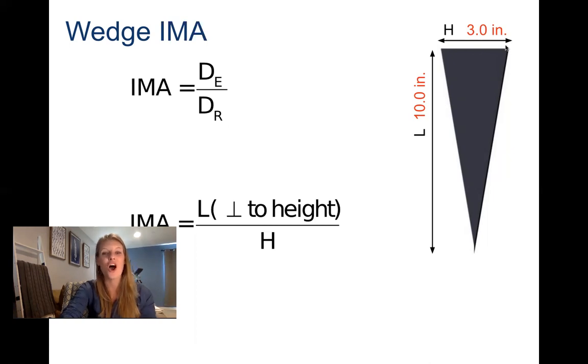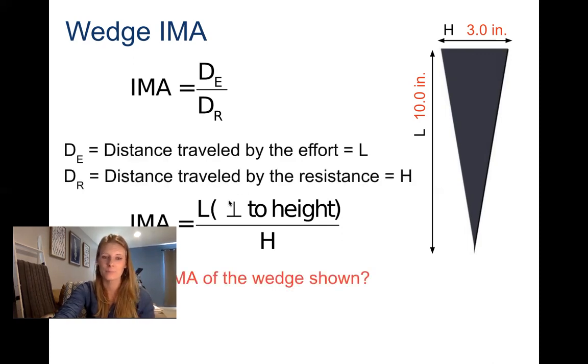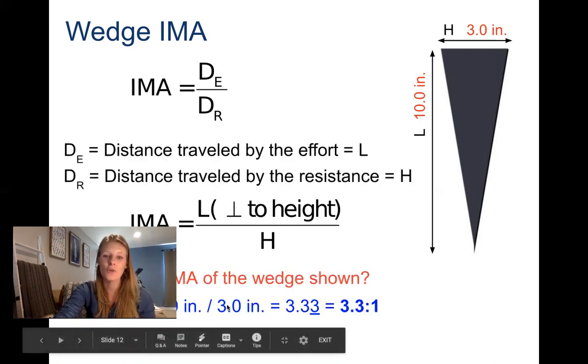This is at the log. It's now split open 3 inches. That's the idea of this wedge, that it's going to split open 3 inches. That is your resistance. That's where you find your resistance in this one. So this one is going to have an IMA of 10 over 3, which is going to be 3.3 to 1.